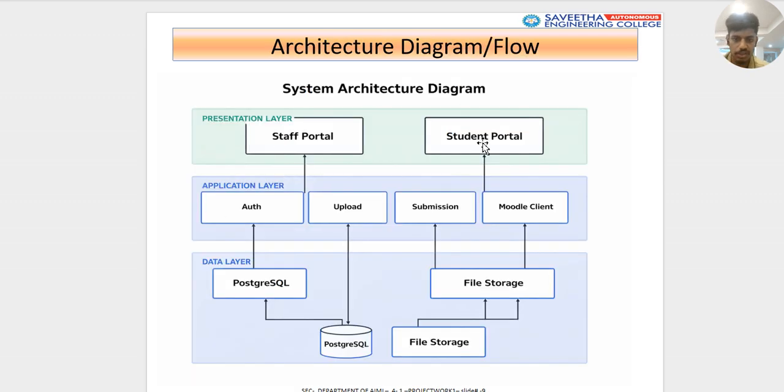So this is the architecture: staff portal, student portal. Through the staff portal, we have to authorize and upload. In the student portal, we have to submit and raise claims. Next, core grid storage, SQL, file storage.